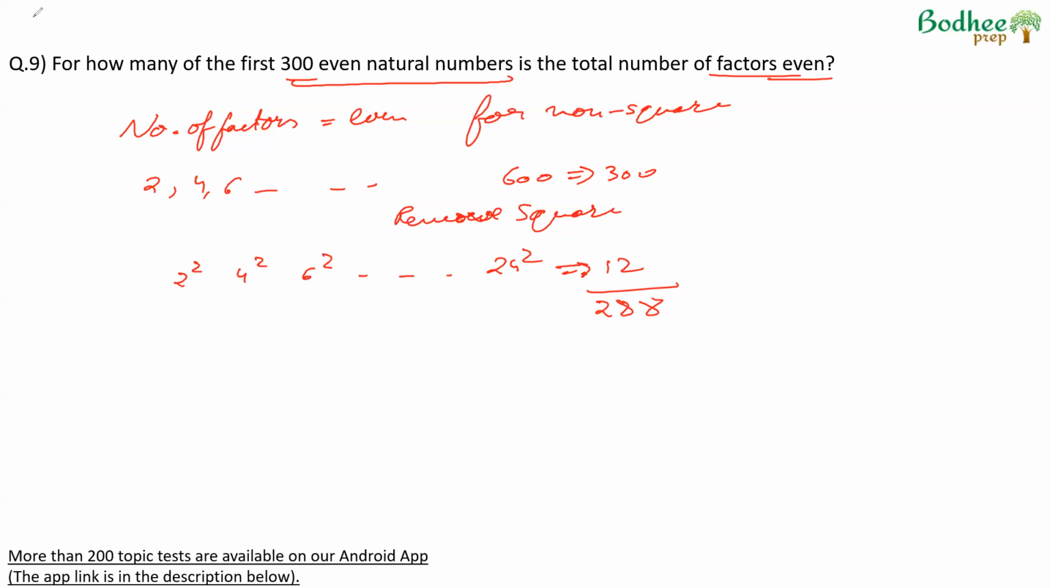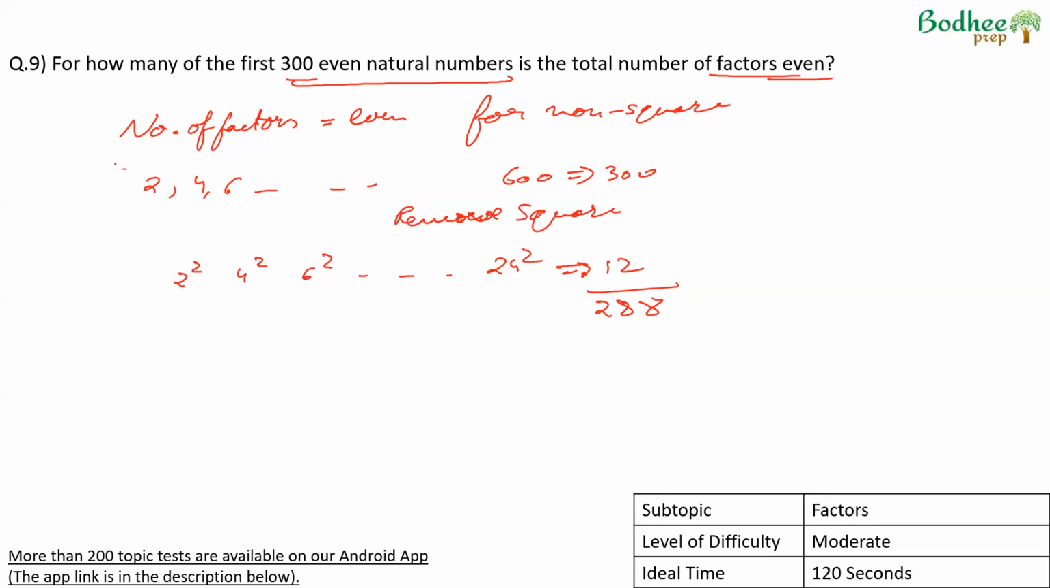Question number 9, 288, right? Again, this I think is an easy question. Basic application of the number of factors, numbers being square and otherwise. The only thing is there is a chance of a mistake happening, and therefore I'm saying moderate. Take about 2 minutes to answer the question. Be sure what you're doing. Otherwise, it becomes a question that could be done in the exam.